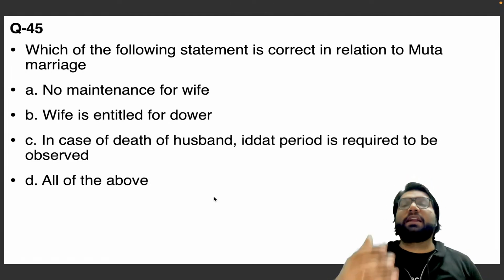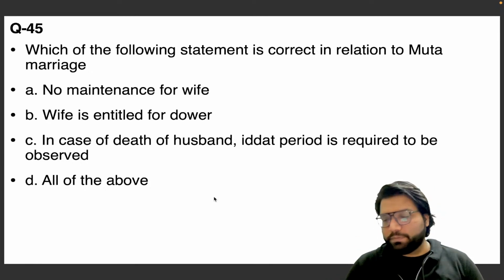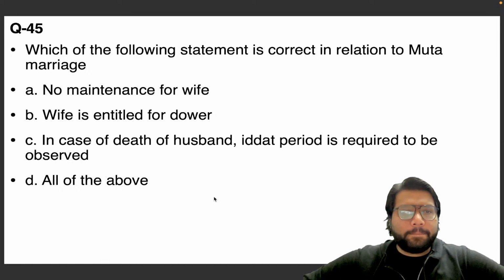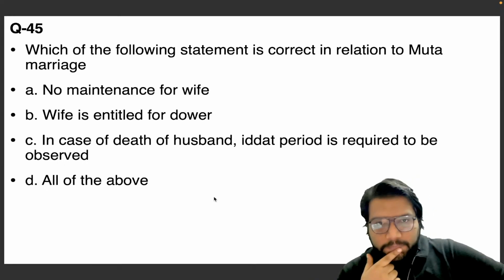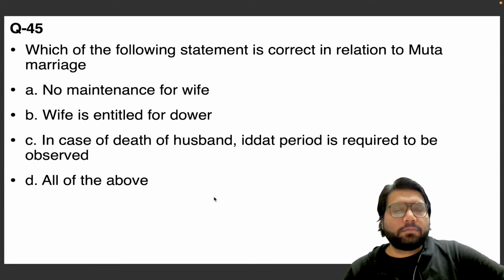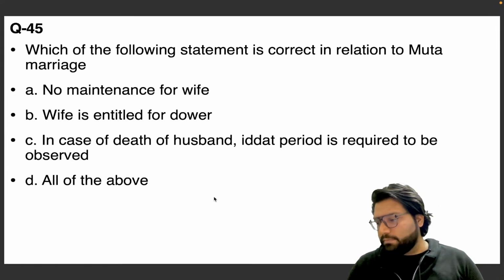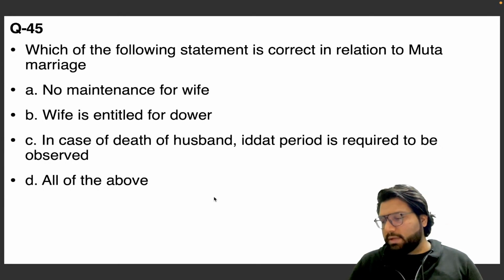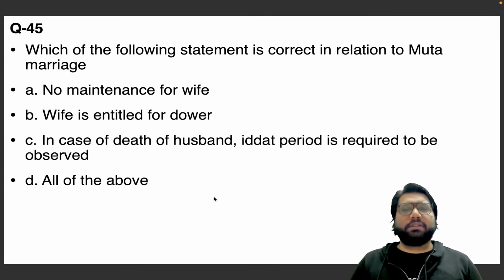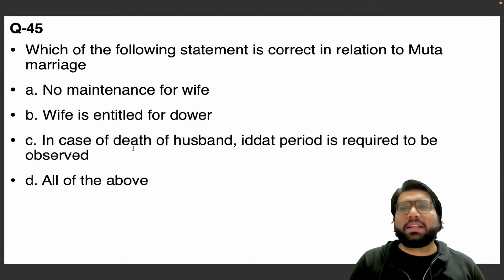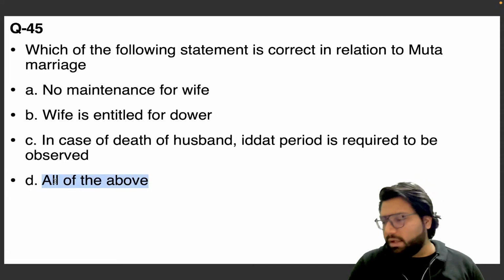Which of the following statements is correct in relation to muta marriage? Ayush, Vandana, and Kanika. D is the correct answer. Hina, please do correct your answer. All these statements are correct in relation to muta marriage. So the answer is all of the above. Okay.